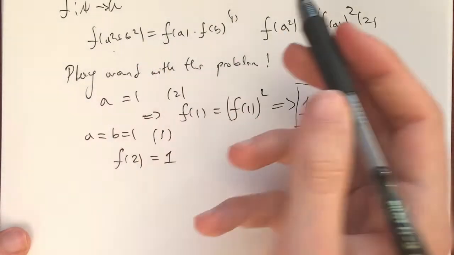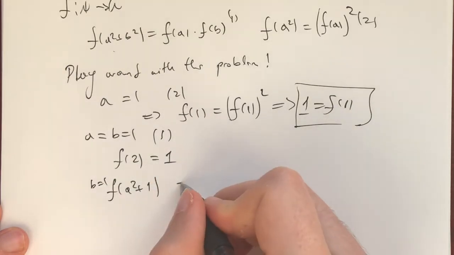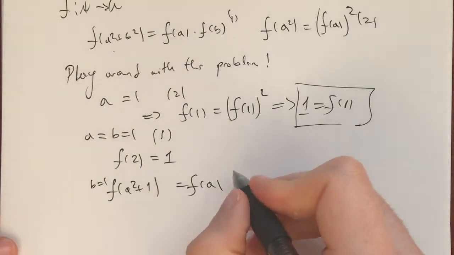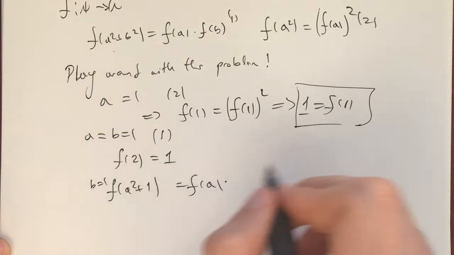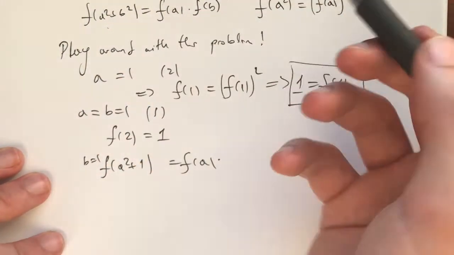Okay, cool. Let's just plug in 1. We have f of a squared plus 1, if we plug in b is 1, is equal to f of a. Another cool thing, okay, we know this. What else? Well, let me try to figure out some other numbers.